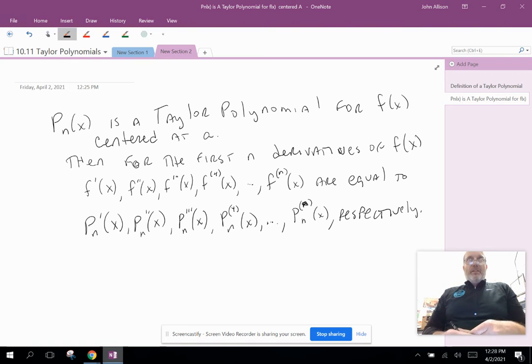So anytime you're given a Taylor polynomial approximation for, let's say, a 10th degree, you could actually use that to calculate the first 10 derivatives of the function. Even if you didn't know the function, you could calculate its first 10 derivatives at the center of that approximation. And so that is how we calculate the Taylor polynomial.